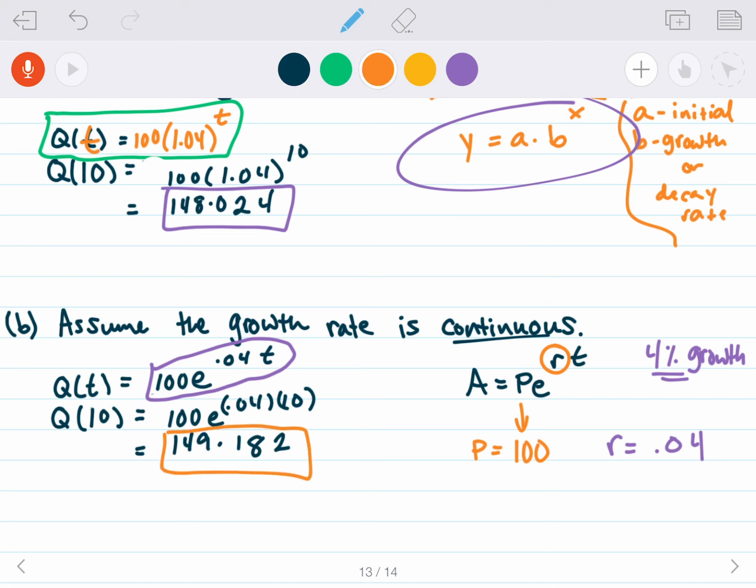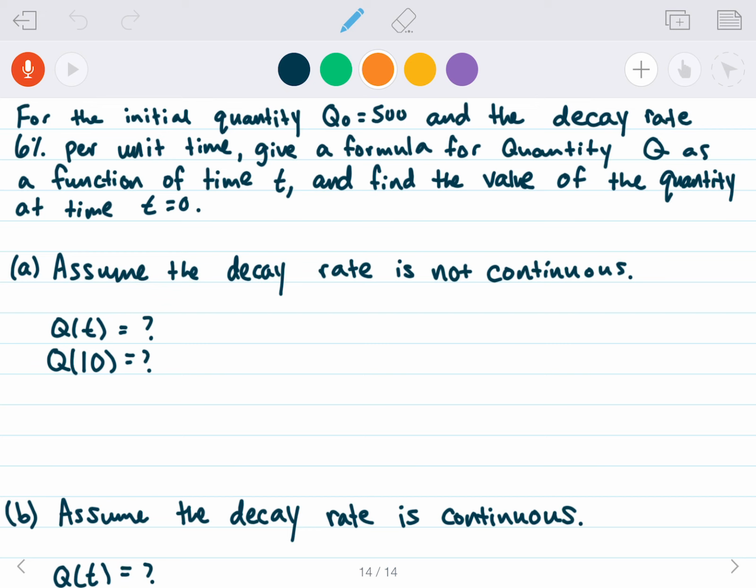So as you can see, the growth is going to be greater in the continuous case versus the case that's not continuous. Okay, let's go ahead and do this last example. And I encourage you guys to try this one on your own.